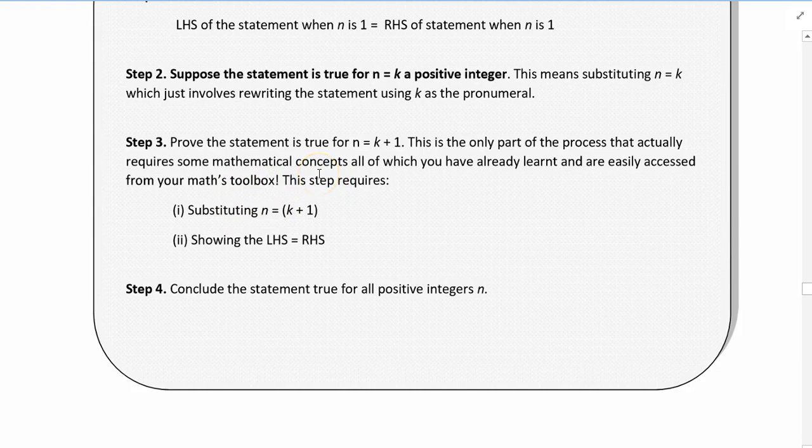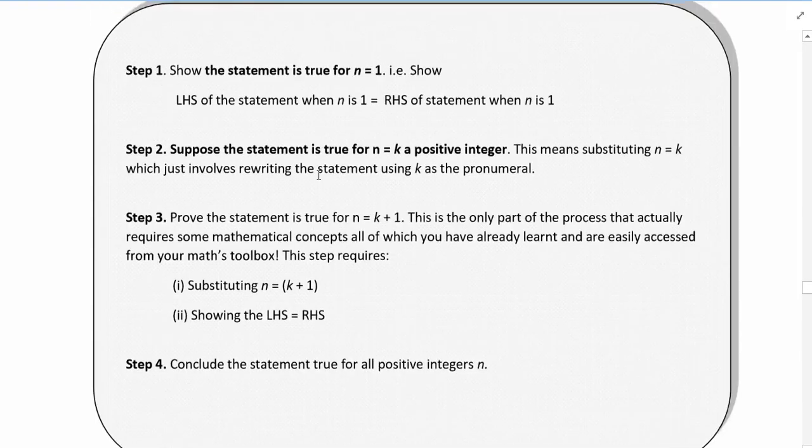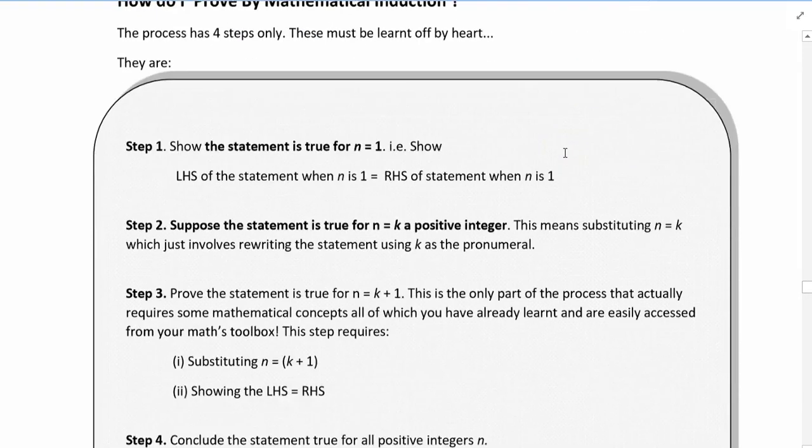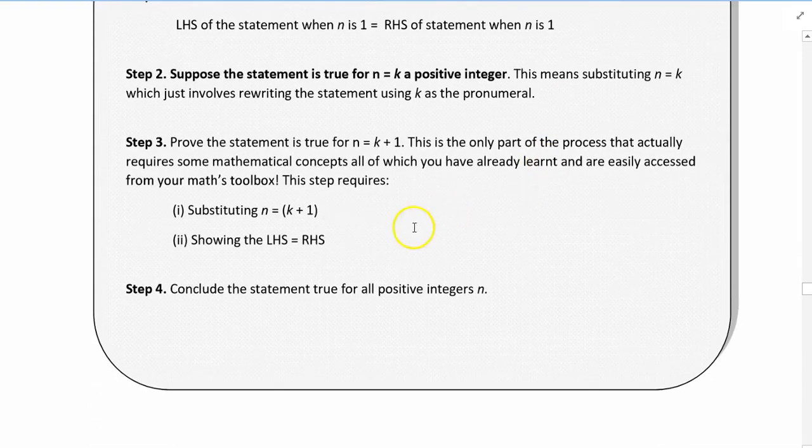I won't go into too much detail about how you do that, because it changes from question to question. For every different statement that's given, and you're going to see lots of different statements. In fact, you're going to see 3 different families of statements. For each different one, you approach it in slightly a different way, and I'll come to that and talk about that. But basically, you need to sub k plus 1 into your statement, and then show the left-hand side is equal to the right-hand side.